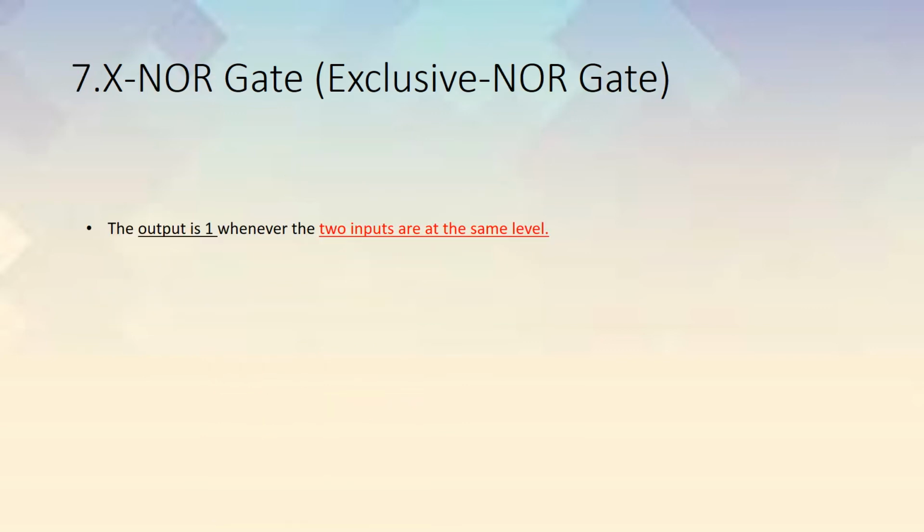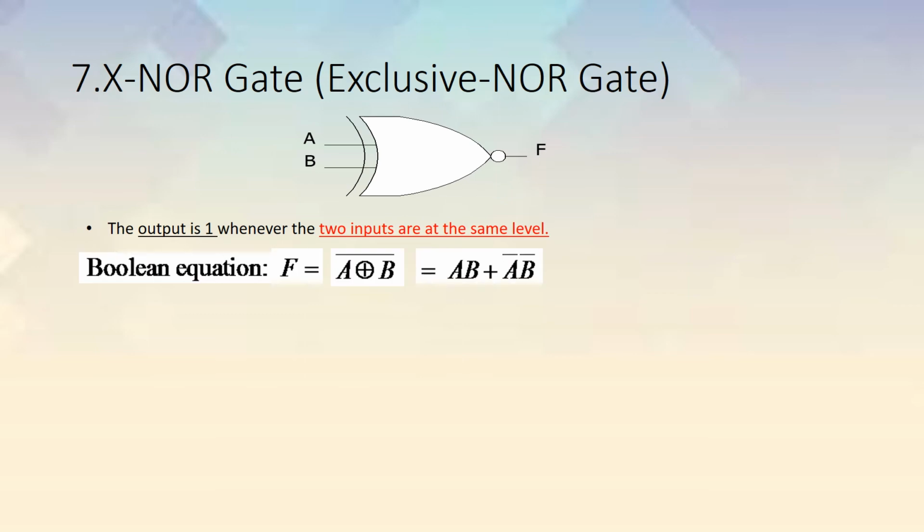Number 7. Exclusive NOR gate. Look at the symbol of the exclusive NOR gate, like this. The main point is the output is 1 whenever the two inputs are at the same level. Remember that, two inputs are at the same level. So the Boolean equation of the exclusive NOR gate is F equal to A dot B plus A bar B bar.